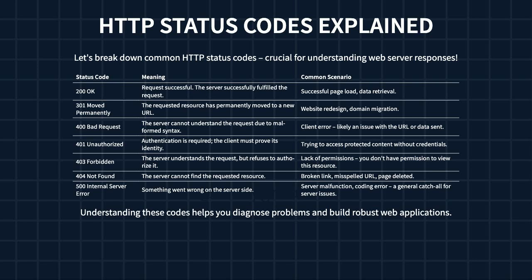401 Unauthorized means you need to log in or provide credentials. 403 Forbidden suggests you don't have permission to view something. And if the server can't find what you're looking for, it sends back a 404 Not Found. That's your classic page not found error. Finally, a 500 Internal Server Error means there was an issue on the website side itself and they are working to fix it.